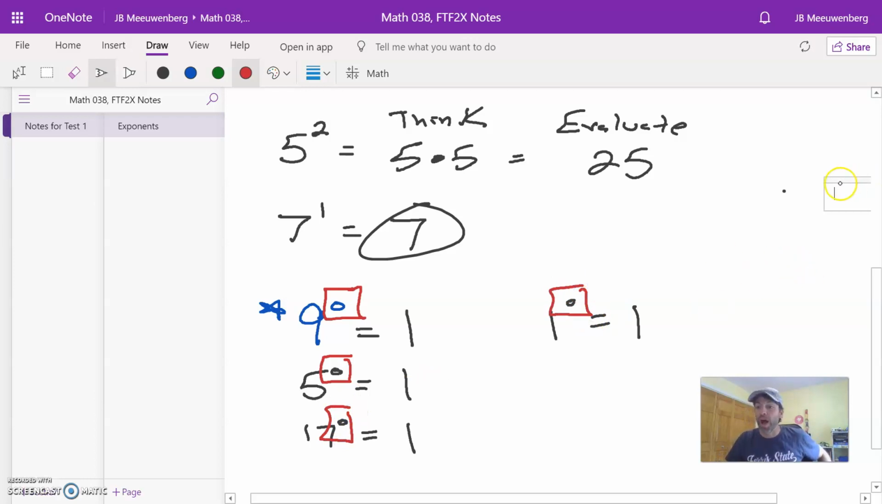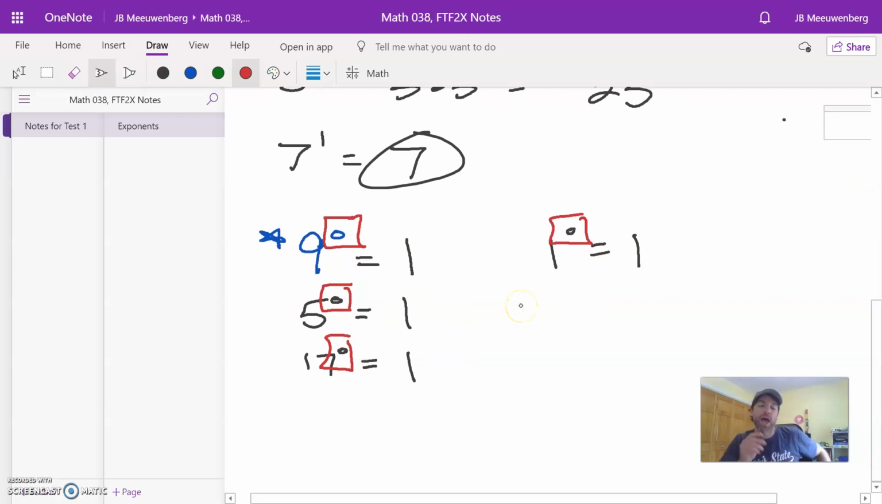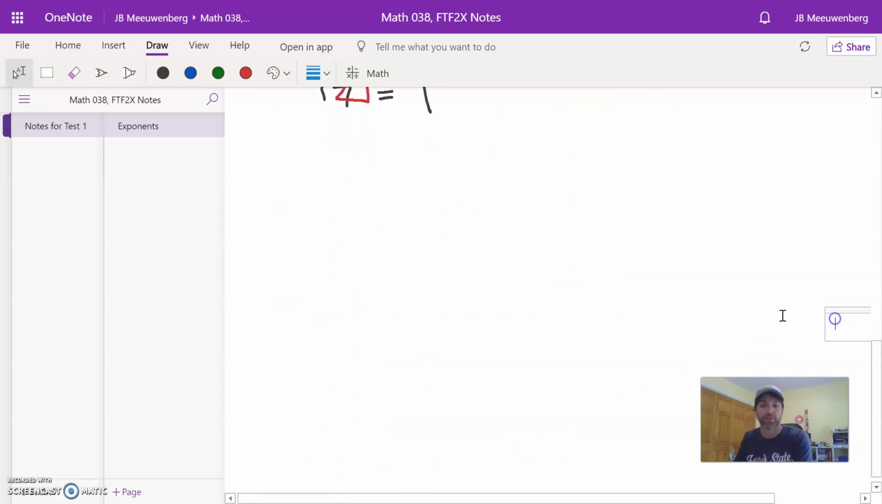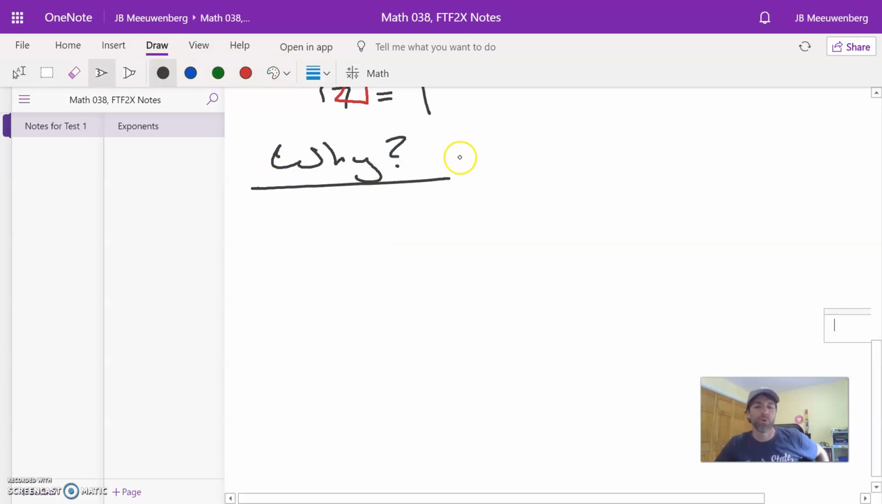And there's a why behind that, and that's going to come up a little bit later in class. I love talking about the why. I'll give you a tidbit, a little preview about why that is. Let's talk briefly about why. We'll see more about it later in class. Why is anything to the 0 power equal to 1? I'm going to use a variable x. X can, in this case, be any number.